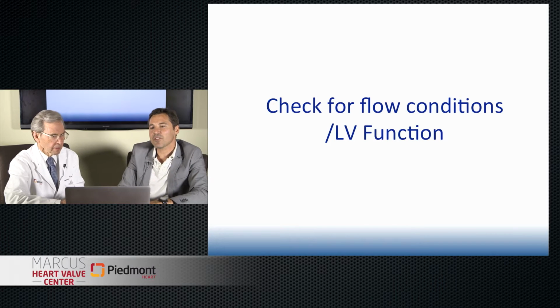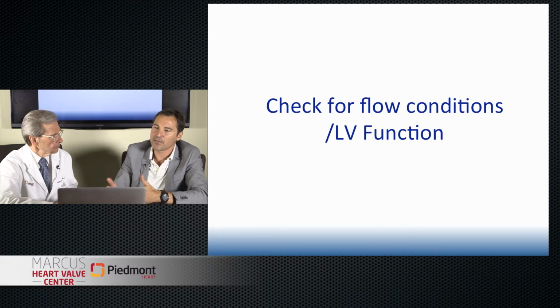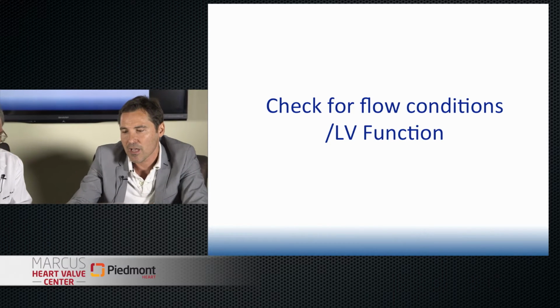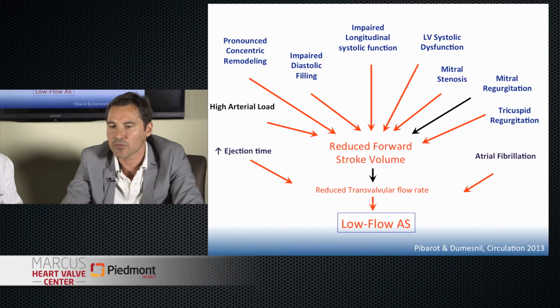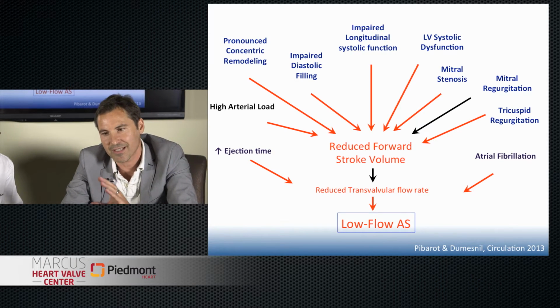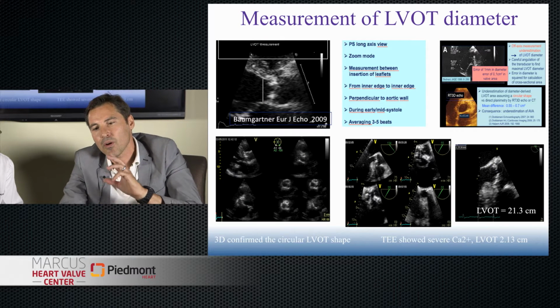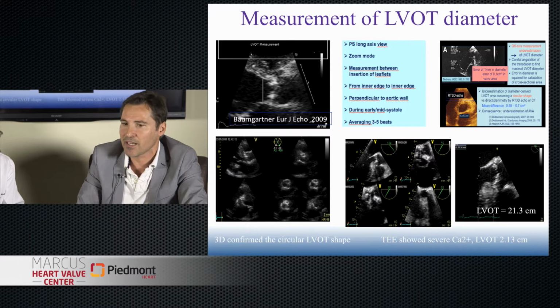So, maybe the first thing when you have some discrepancy between the gradient and the valve area, you have first to check for flow conditions and LV function. And there are a bunch of causes that can be related to reduced stroke volume, and you have to assess this very carefully. And also, the main reason for error in assessing AS is the measurement of the LVOT diameter.